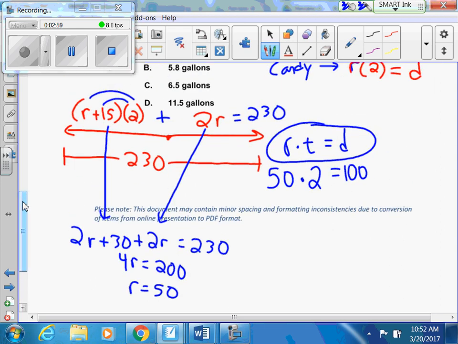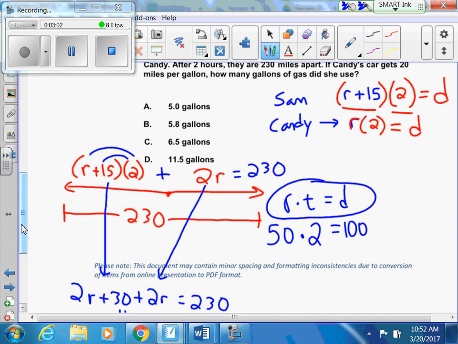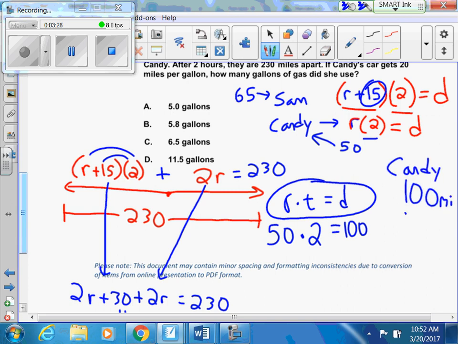So R is 50. Wasn't that Candy's rate? So Candy's rate is 50, and Sam's rate is going to be 65 because we have to add 15 to that. We're trying to figure out how many miles they drove. If Candy drove for 2 hours at 50 miles per hour, Candy drove 100 miles. And Sam, if we take 65, his rate, and multiply it by 2, we're going to get 130 miles for Sam. And together that's 230.